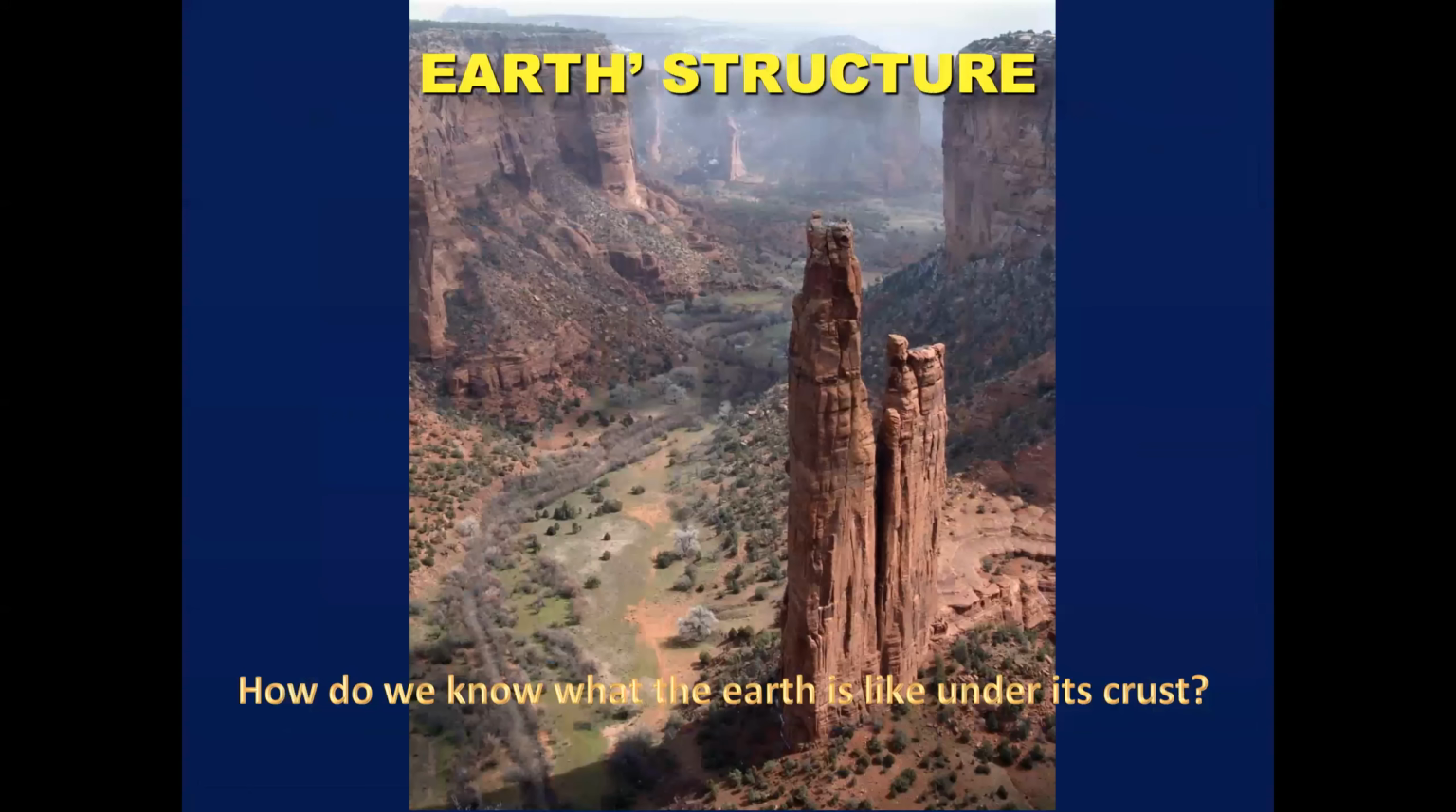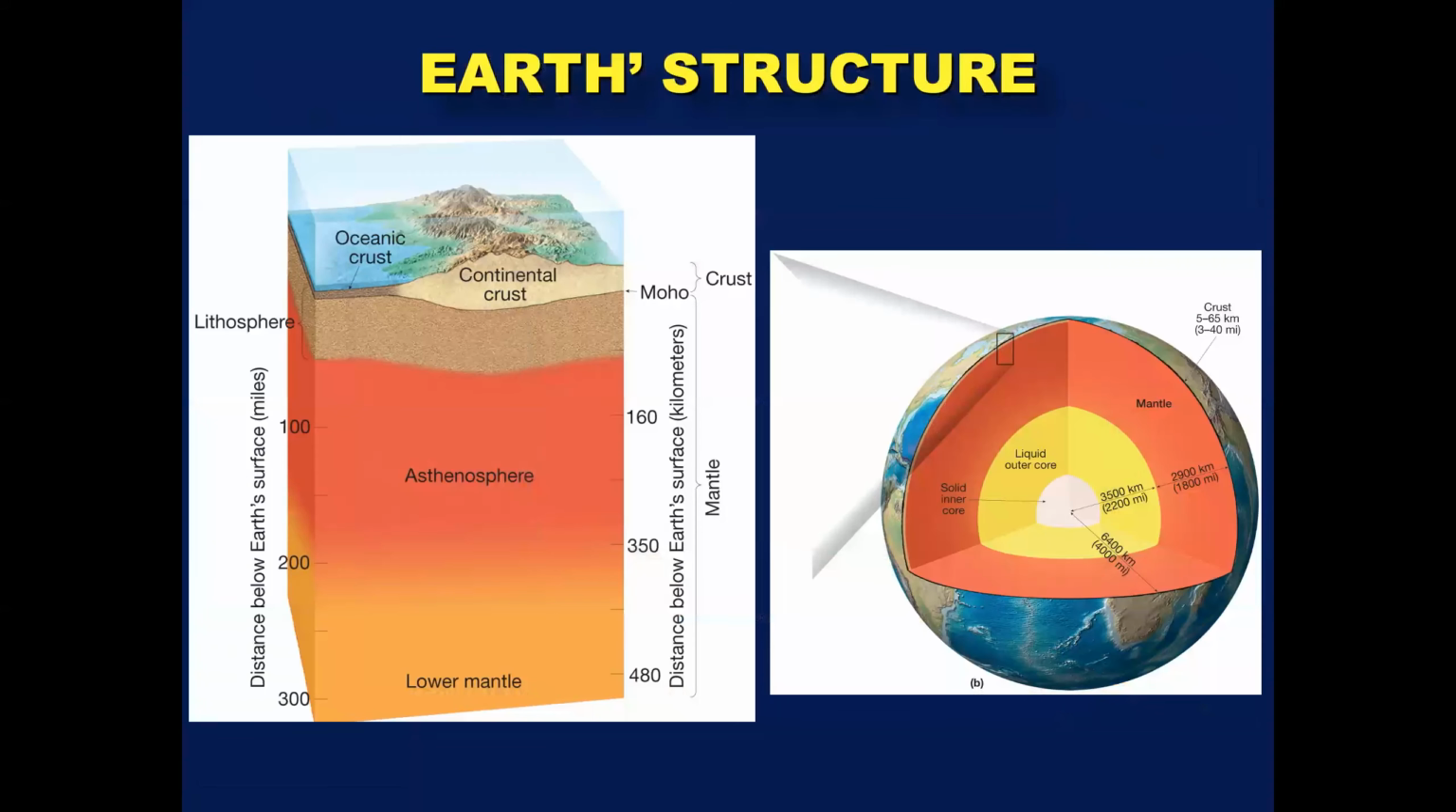So how do we know what the Earth is like underneath? Well, there are several ways. You can do things like seismic wave analysis. You can look at what comes out of volcanoes and the different kinds of volcanoes that you find across the Earth. You can pretty much figure out the difference between continental crust and oceanic crust, and they're very different.